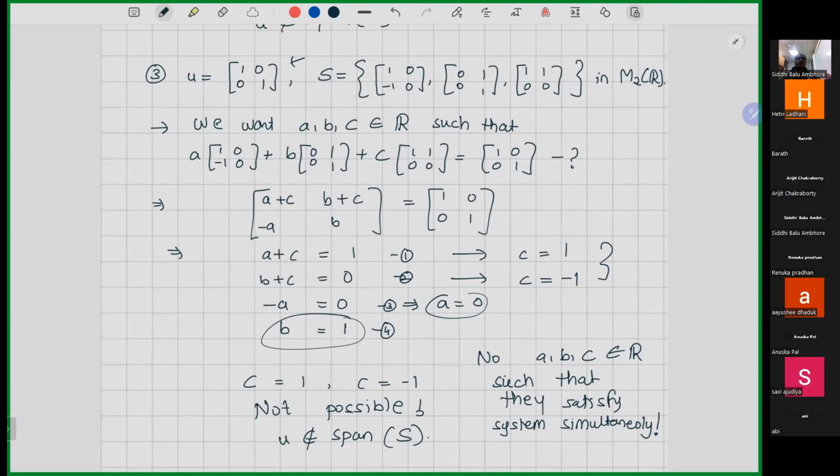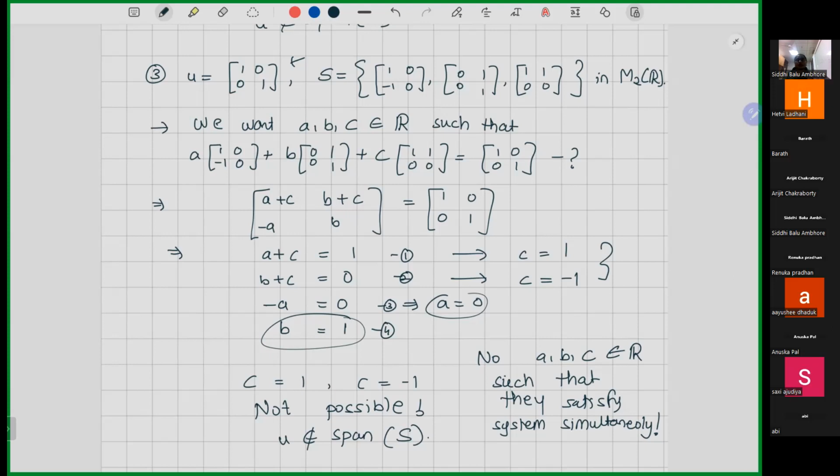Yes, and Bharat, as you said, C is equal to 1 from the first equation, but again, we said that C will also be minus 1 from the second equation. So that's not possible. Okay. So that's why check all the equations.